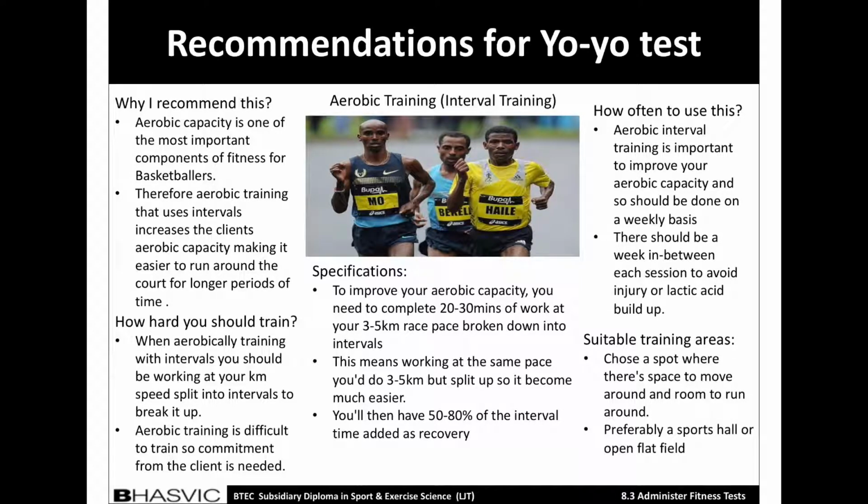When aerobically training with intervals, you should be working at your kilometre speed, split up into intervals to break it up. Aerobic training is difficult to train, so commitment from the client is needed.